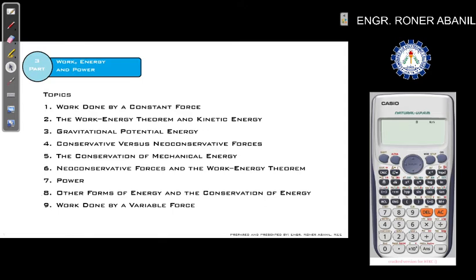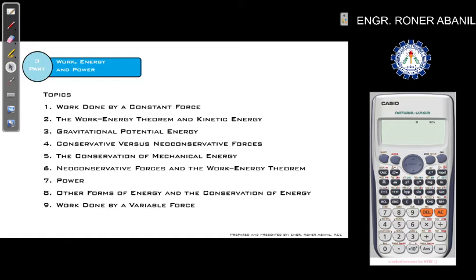So, andyan si work done by a constant force, the work energy theorem and kinetic energy, si gravitational potential energy, si conservative versus nonconservative forces, the conservation of mechanical energy, nonconservative forces and the work energy theorem, power, other forms of energy and conservation of energy, and yung last topic is work done by a variable force. Yun. Okay?